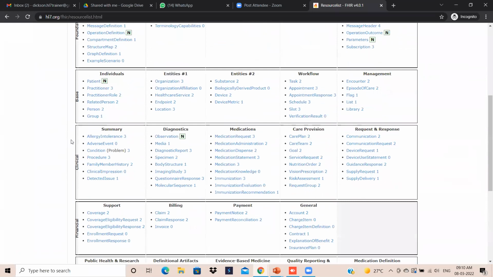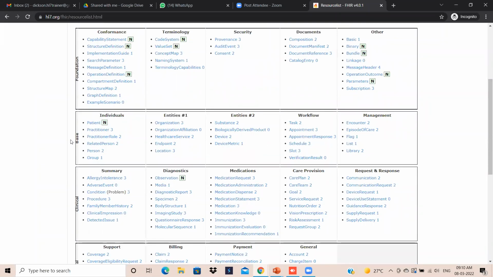Base resources are the ones which help us manage the administration aspects, like the patient resource, practitioner, which is nothing but the doctor information resource, and then the organization resource, the encounter resource, and the appointment resource. So all of these are admin related resources, right? Those are called base resources.